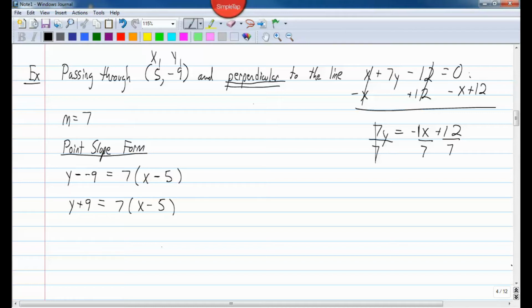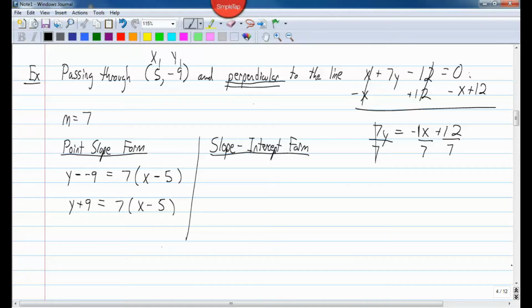So if the problem asked for just point slope form, I'd be done. That's my answer in point slope form. Okay? If the problem asked for slope-intercept form, alright, then you take the point slope form and make it y equals.